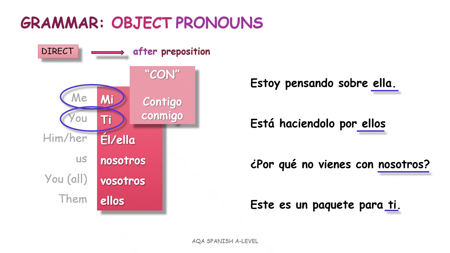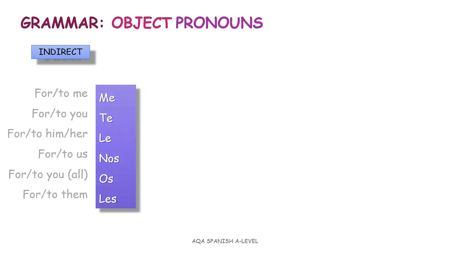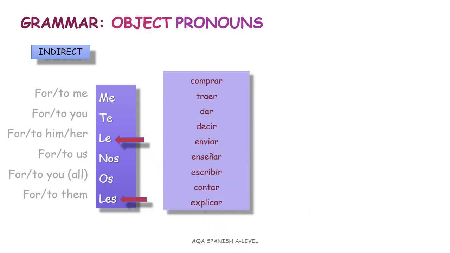And now let's move on to indirect object pronouns. They are used to indicate to whom or for whom something is done. Notice that with these verbs, you don't choose between "la" or "lo". It's always "le" or "les" in the plural. We have verbs that always trigger these indirect object pronouns. For example, "comprar, traer, dar, enseñar".